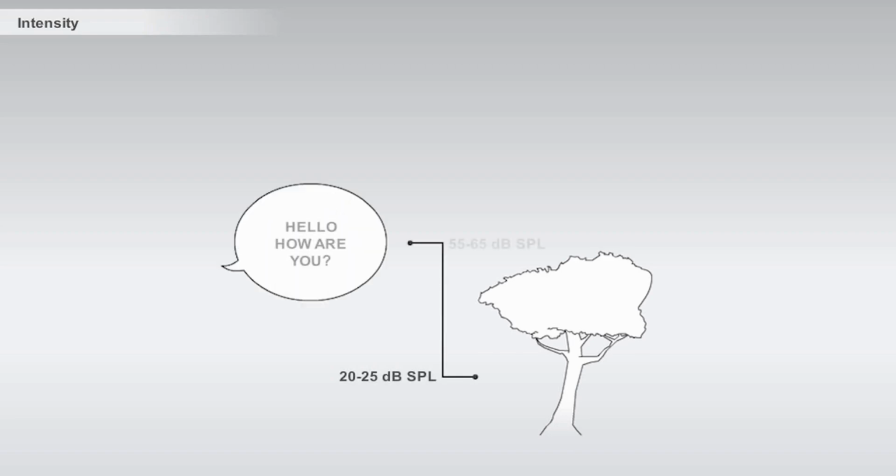Leaves rustling in the wind create a sound pressure level of about 20 to 25 dB/SPL. Normal speech, about 55 to 65 dB/SPL. And a jet engine, up to about 140 dB/SPL.